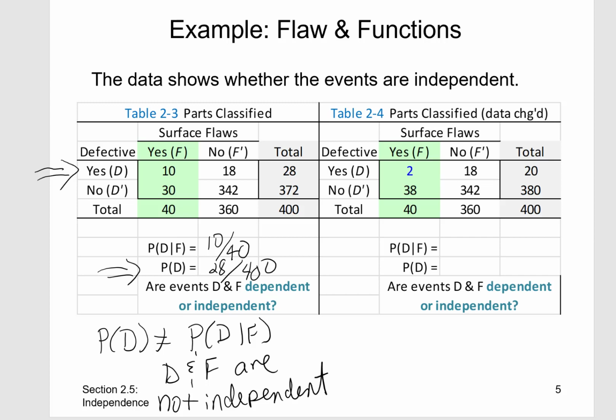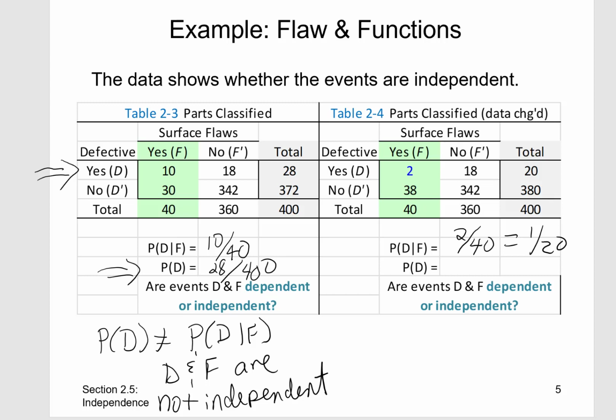Now let's look at the second example. The probability of D given F. Once again, I'm just looking at this. Don't care about that in this probability of D given F. We have 2 out of 40, or 1 out of 20, however you want to write it.